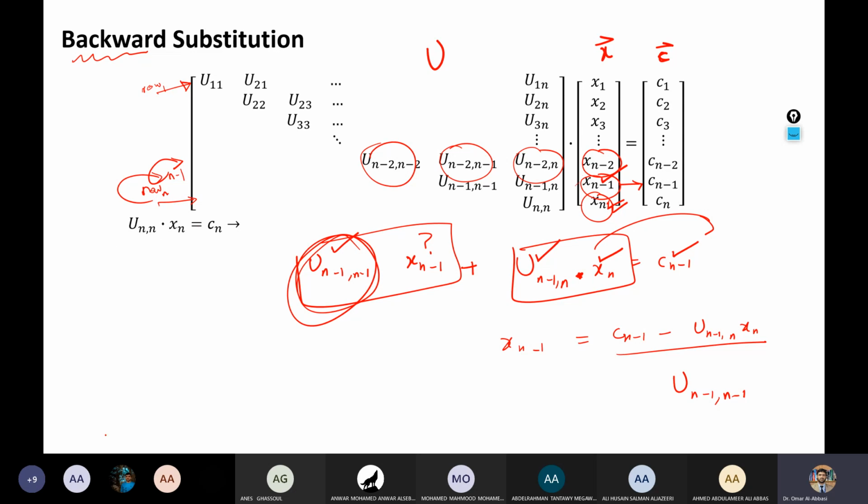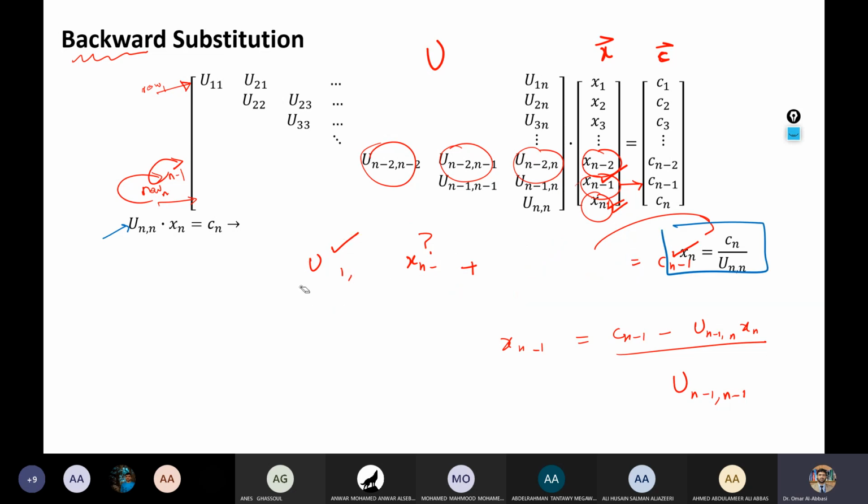This equation says the last equation is u(n,n) xn equals cn. We can solve for it. I think you understand the idea now. Okay.